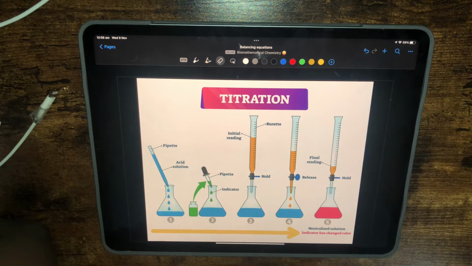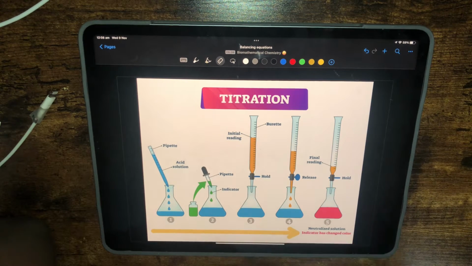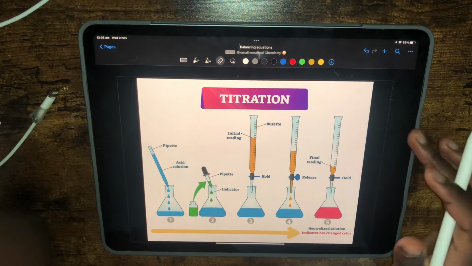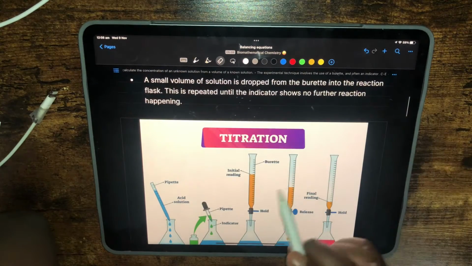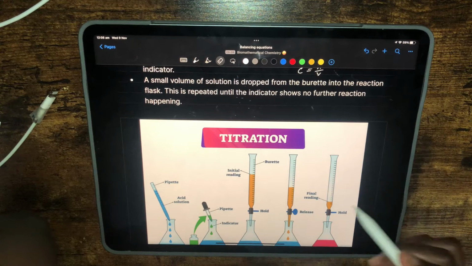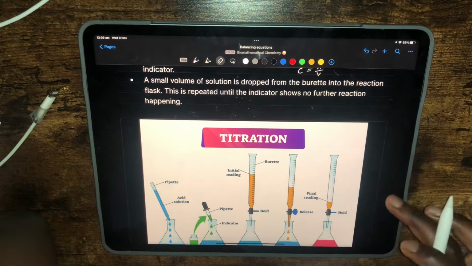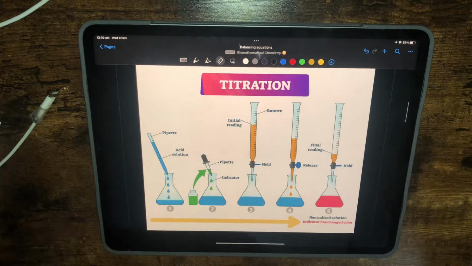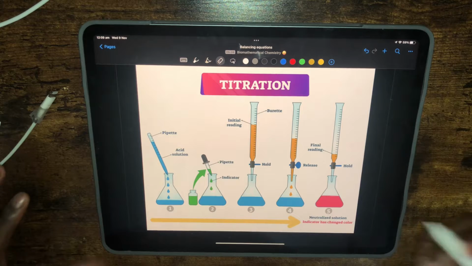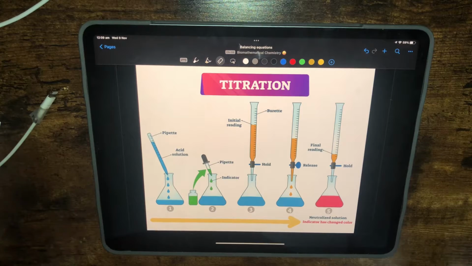But the idea is you have a known volume of a compound, but you don't know its concentration or its moles, and you're using the concentration of another compound. Once you balance out the equation, you'd find out how much of that volume it would take to cause the reaction to go to completion. The way you find out your reaction has gone to completion is you use this indicator here. Once it changes color, you'd know the reaction has gone to completion.